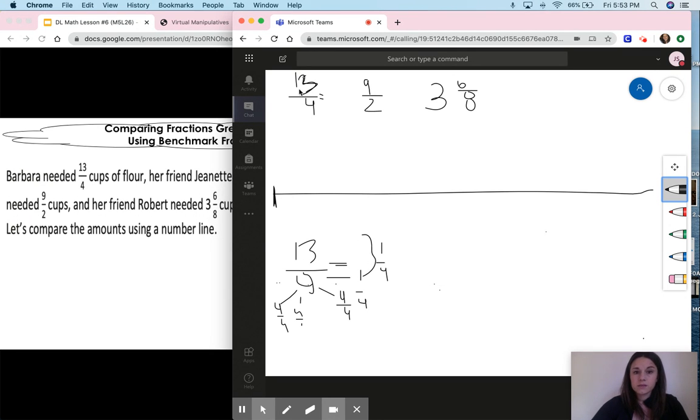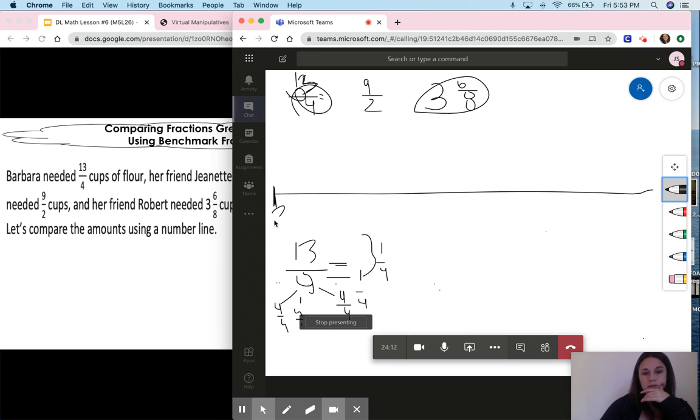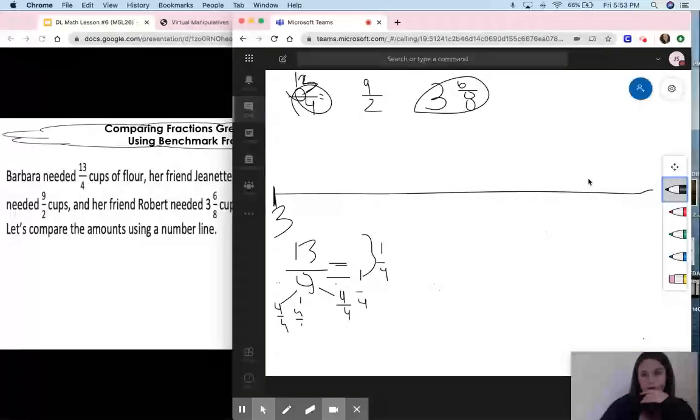So we know this one is 3 and something, and we know this one is 3 and something. 3 1/4, 3 6/8. So it seems like maybe these are all going to be between what whole number and what whole number? Say it. Nice. It's going to be between 3 and 4. I always like to leave some space at the end in case I need more space. But right now, let's say 3 and 4.